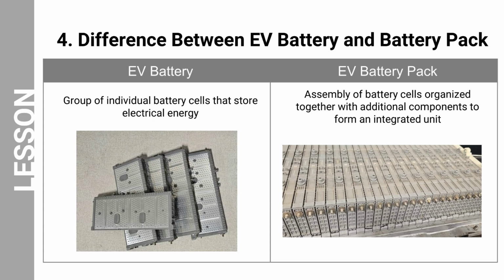Let us now look at the main difference between an EV battery and an EV battery pack. An EV battery is a group of individual cells that store electrical energy. In contrast, the EV battery pack is the complete assembly of multiple EV battery cells organized together with additional components, such as a battery management system, that help to control and protect the battery cells to form a functional and integrated unit for powering the EV.